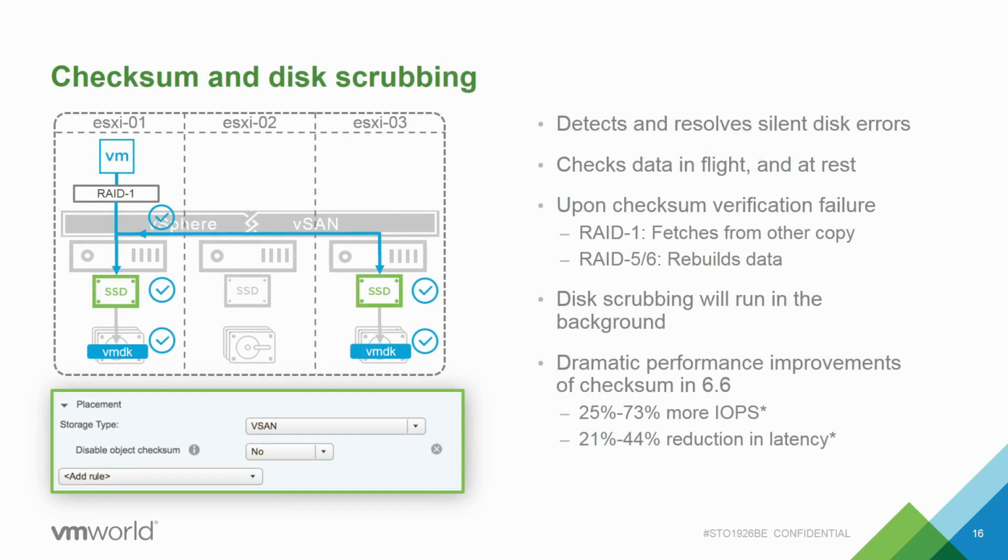Checksumming. By default, checksumming is on. We do have a policy to disable that if you've got data that's checksummed at a higher level, and so that additional overhead's unnecessary, or you have inferior data sets, you've got test dev environments, you just don't really care about it. You can always disable that.